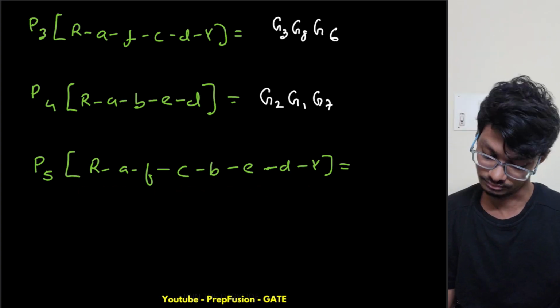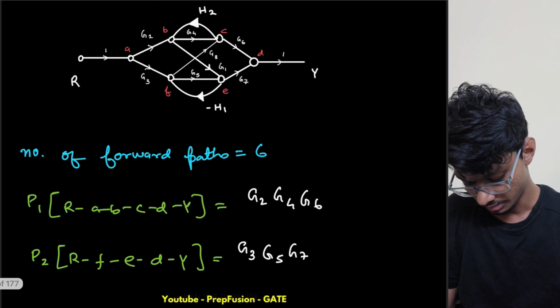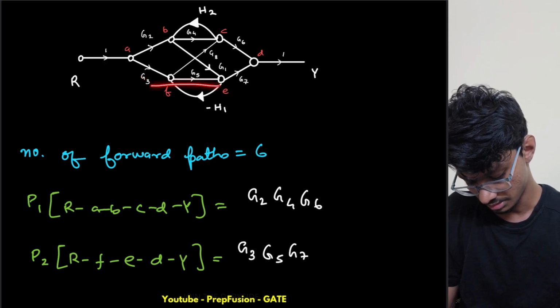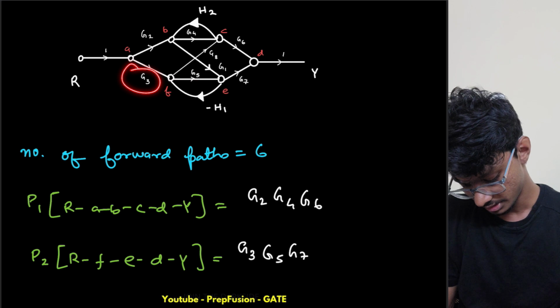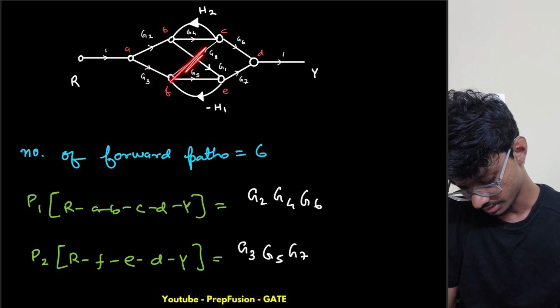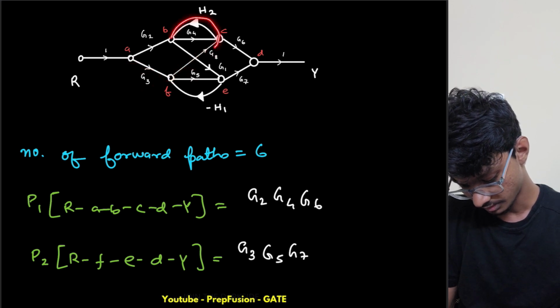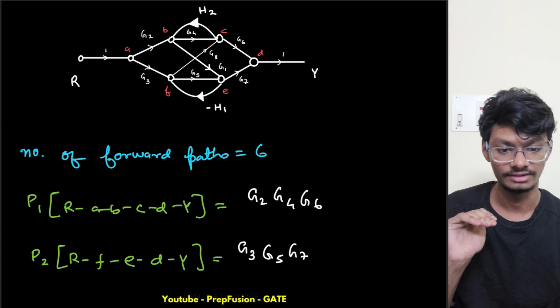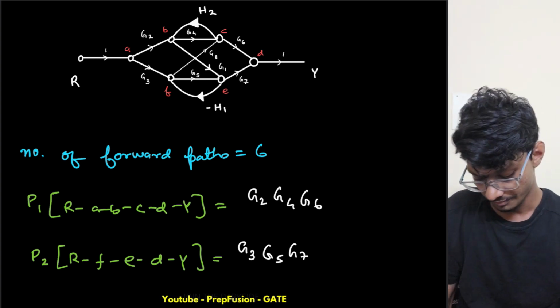This is G3 times this upward one, which is G8, times this one, which is H2, times G1 times G7. This is a very difficult one.